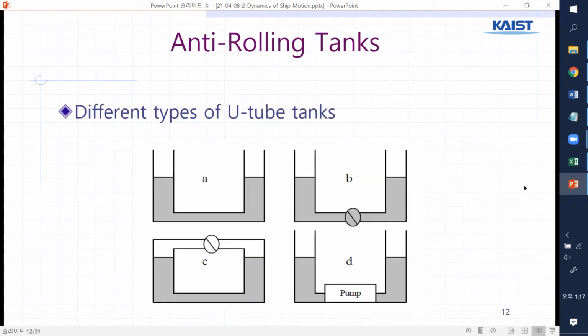For anti-rolling tanks, there are two types of U-tube tanks. U-tube means the shape looks like a U, right? And sometimes there is a pump, and there should be a valve. So this is active control or passive control. By using only valve opening, or with the active one, you can push water flows. But anyway, the shape is a U-shaped tube.